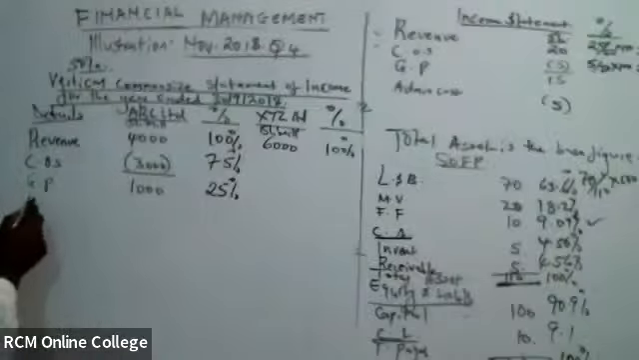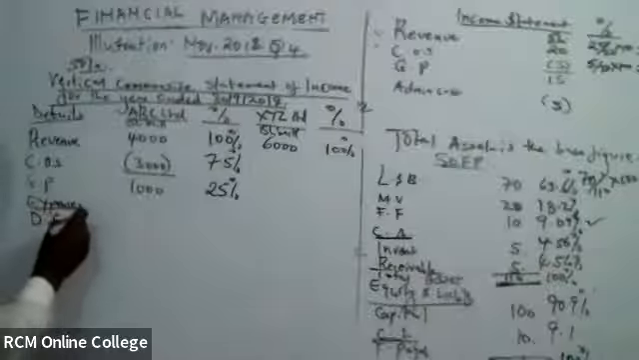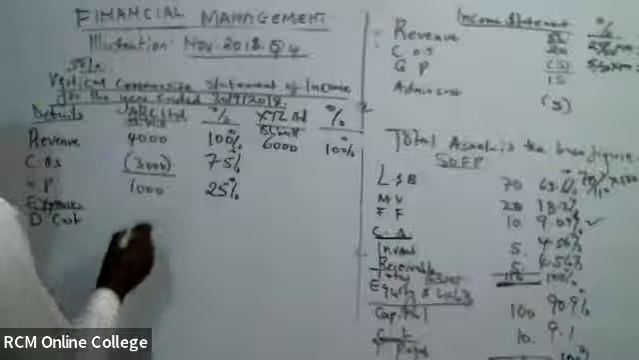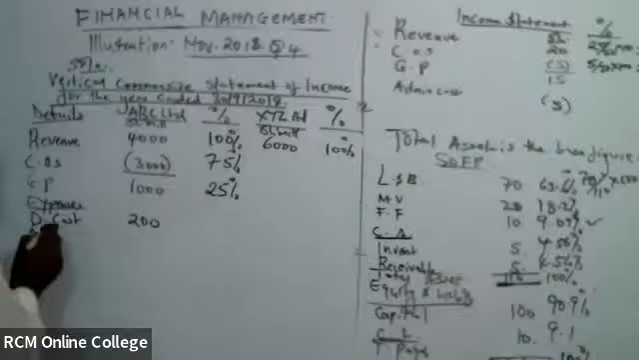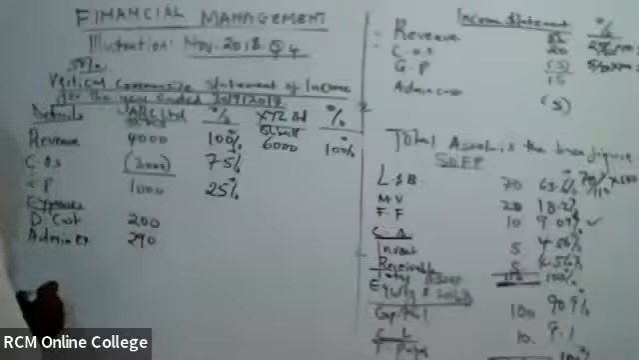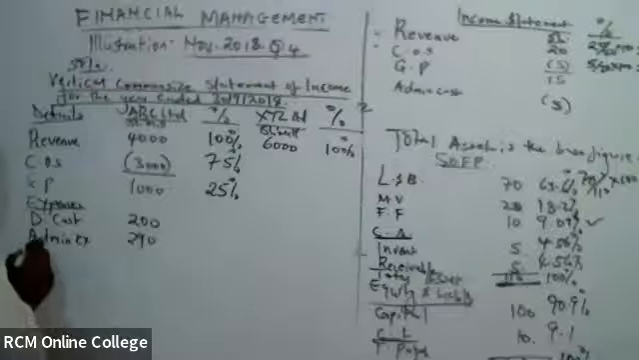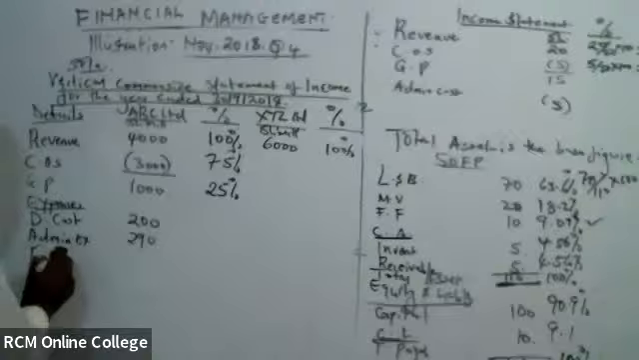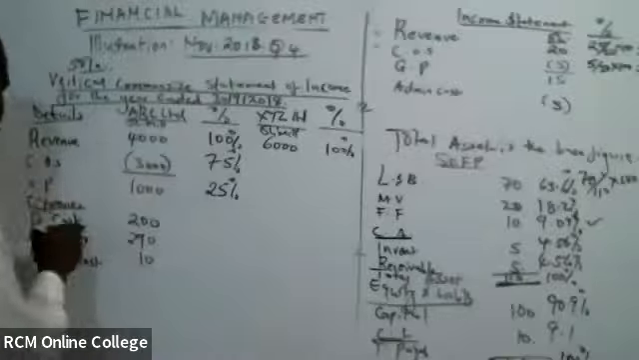Then we move to expenses. We have some expenses here. The first expense is distribution cost. For our distribution cost, class, we are having 200. I just put them below here. Admin expenses 90. And then the other one is finance cost, 10.